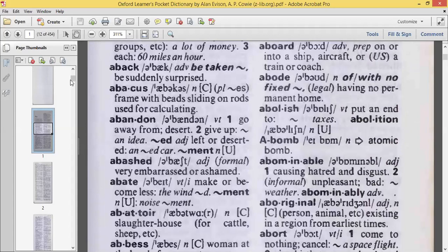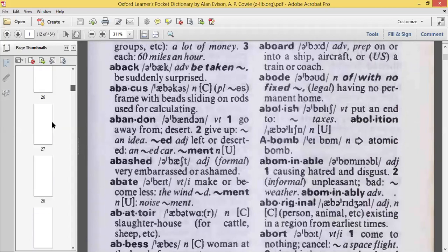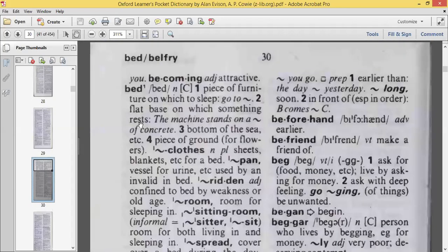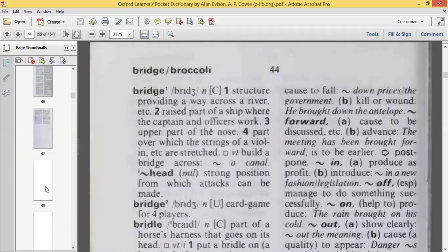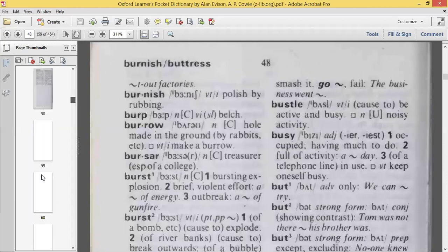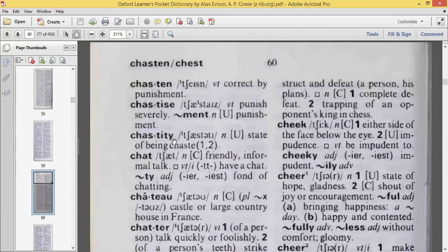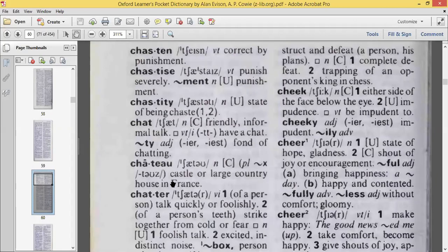If we continue to other pages, we will see the words which start with the letter B. After that, we have the words which start with letter C, for example, and so on. Right? So we call this alphabetical order. Okay. Now, pay attention to these letters after the word, after the pronunciation of the word.